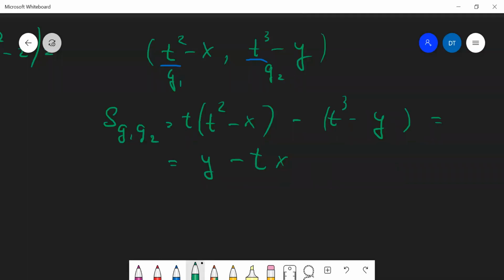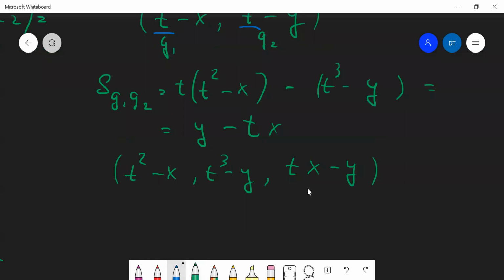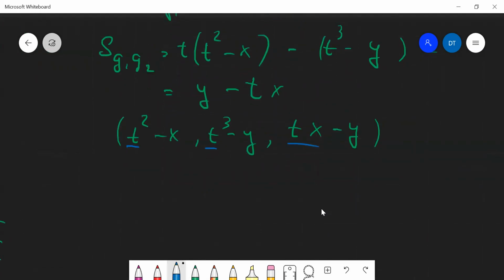So here I will get t squared minus x, t cubed minus y, and here I will change the sign because I want it to be the leading term. I want the leading term to be with the unit coefficient. Now these are the leading terms and I want to compute all the S polynomials. As before, we only need to compute S polynomials for the new guy with the old ones. So let's try to compute g1 and g3. So this guy is g3.